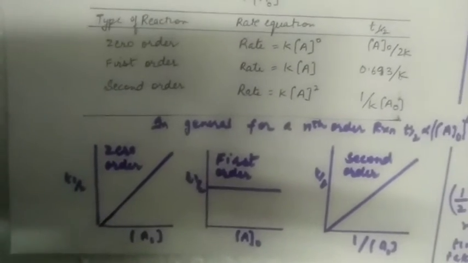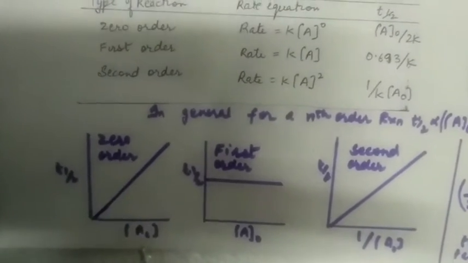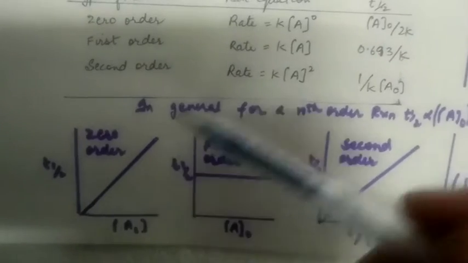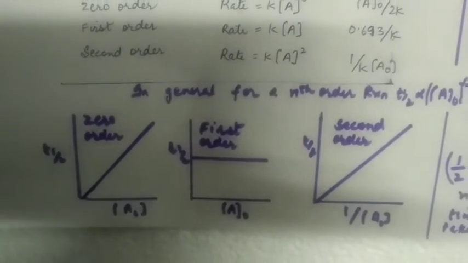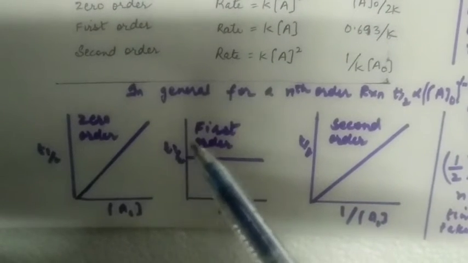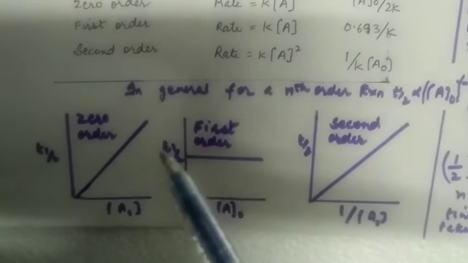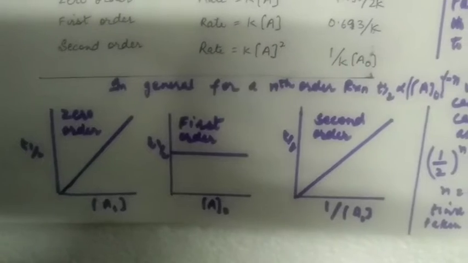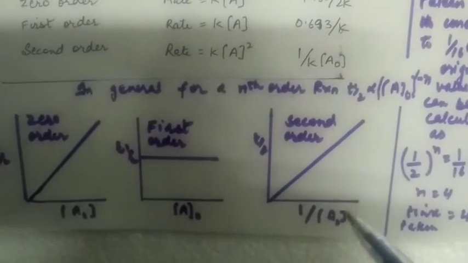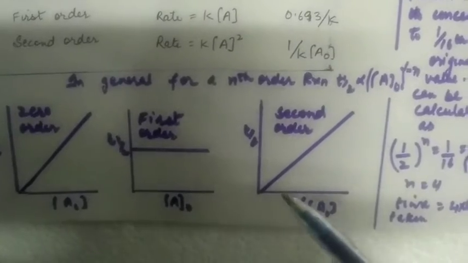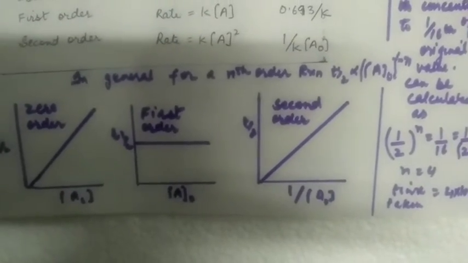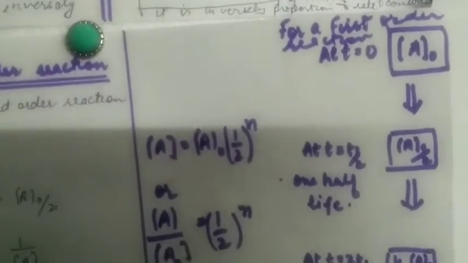If we plot a graph between T half and A naught for zero order reaction, it increases with the concentration. First order reaction, T half is independent, so the plot comes parallel to the x-axis. For a second order reaction, we plot T half against 1 by A naught and then we get graph ascending in this manner.